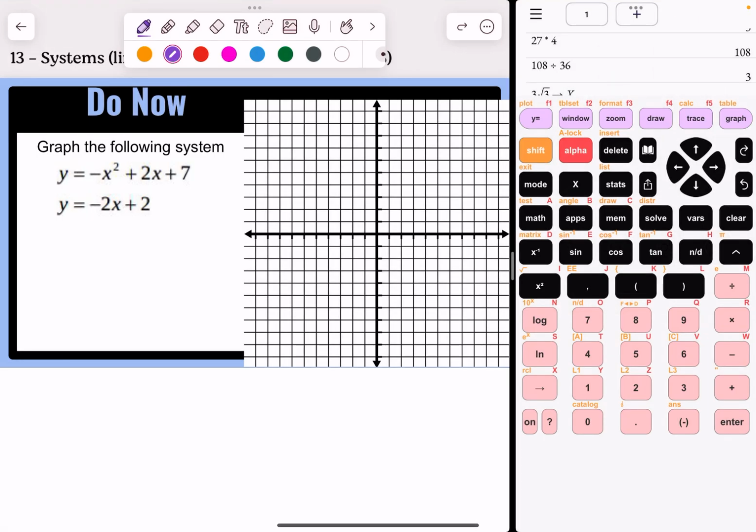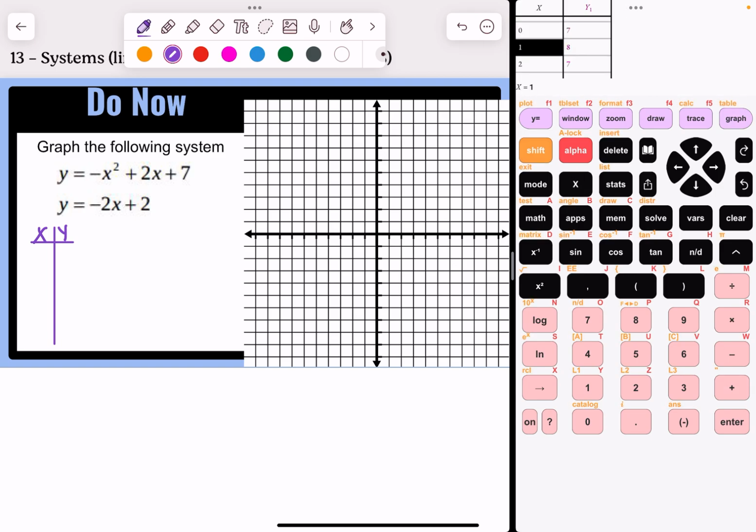Alrighty, let's review what we learned in the last lesson with graphing systems. First, let's graph the quadratic, the first equation. I'm going to make a little table of values, and I'm going to go to my calculator and type in what I see there: negative x squared plus 2x plus 7, enter. Then I'm going to go to the table.